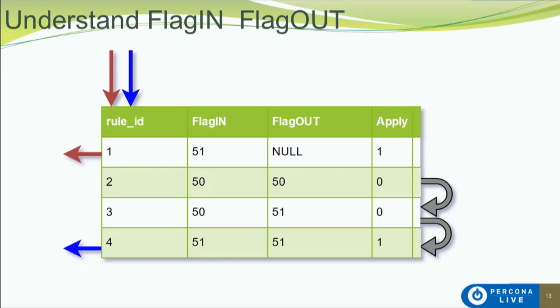The query rule table has this important part, okay? You have the rule ID, and you have flag in, flag out, and apply. What are these? The flag in is the value that will be used by ProxySQL to enter the query rule when you create a chain of different query rules.